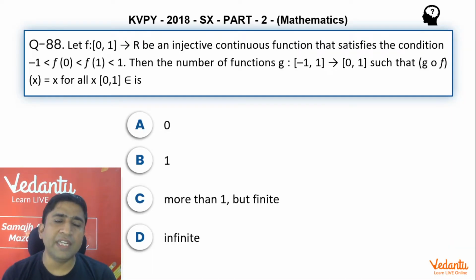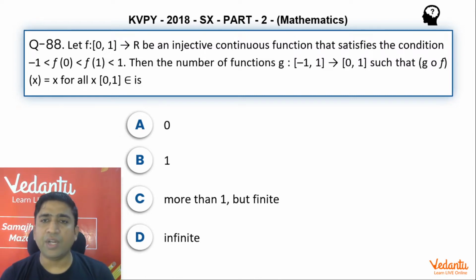As you can see on the screen, it says: let f from closed interval [0, 1] to R be an injective continuous function that satisfies the condition -1 < f(0) < f(1) < 1. Then the number of functions g from [-1, 1] to [0, 1] such that g(f(x)) = x for all x in the closed interval [0, 1] is. Options are 0, 1, more than 1 but finite, and option D is infinite.